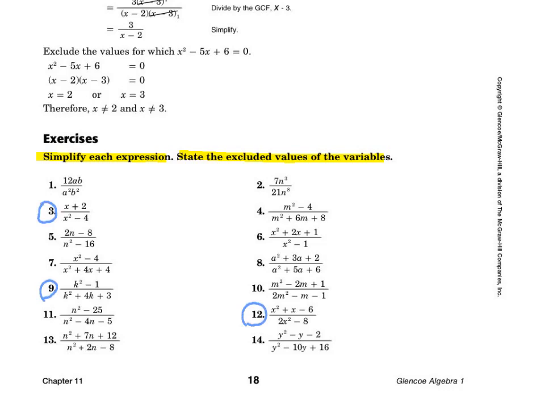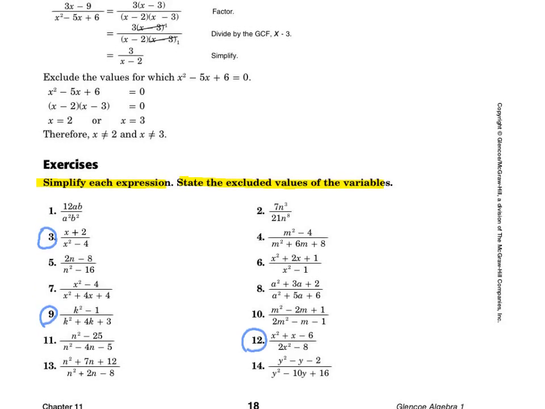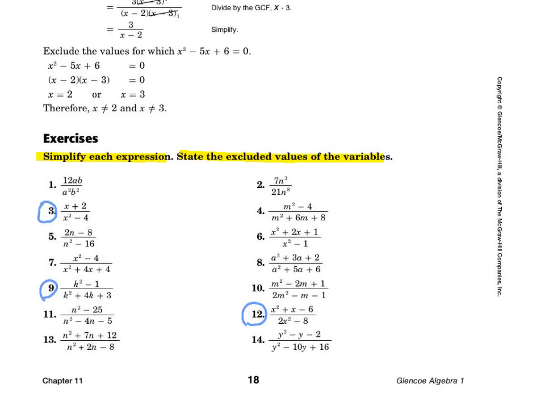Okay, write down any questions that you have. Make sure that you practice simplifying rational expressions, stating excluded values for tomorrow. We'll go over this tomorrow.